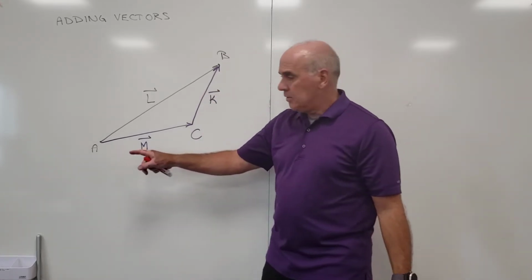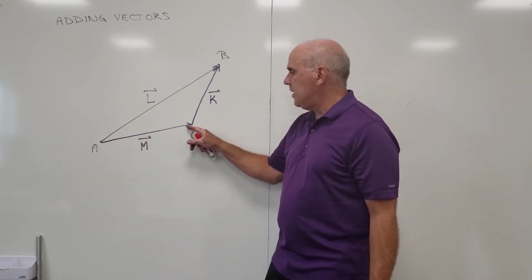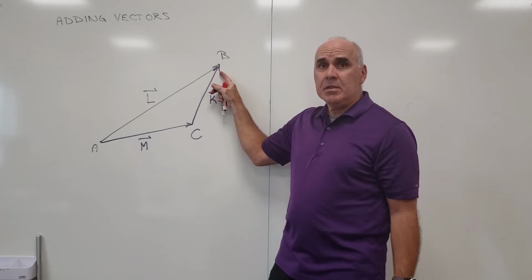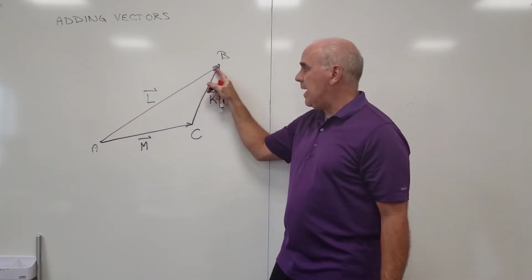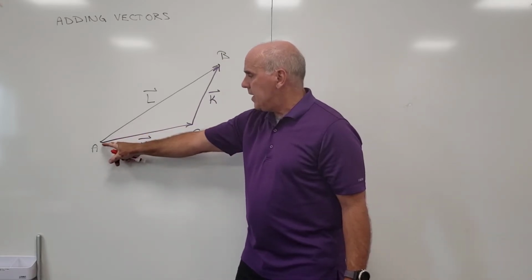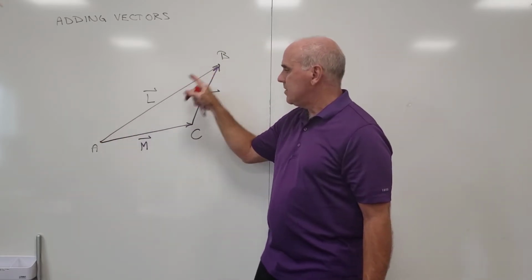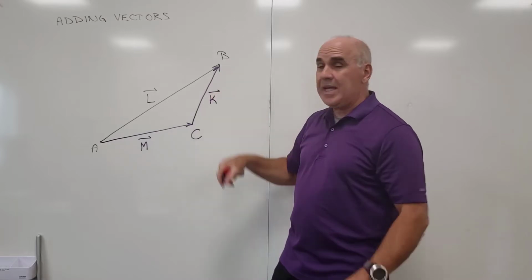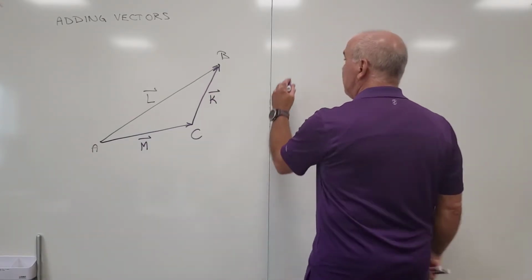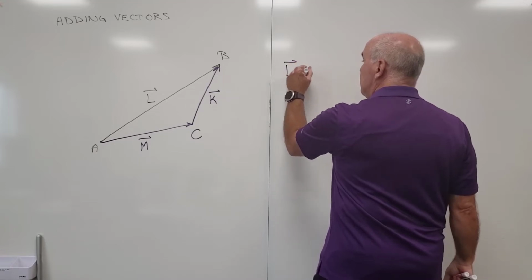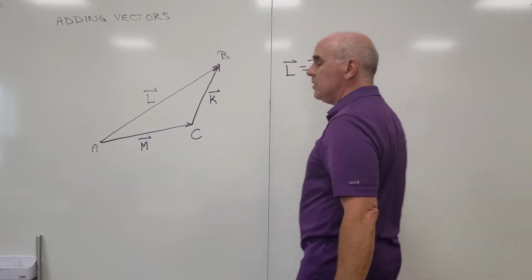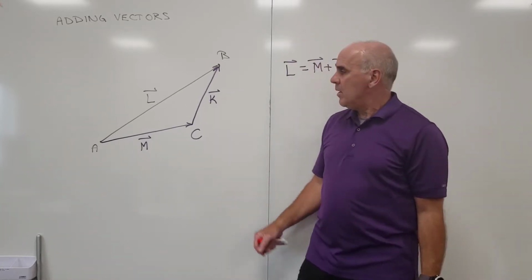And so when I followed the path from A to C, and then from C along K, I ended up at B, as if I had followed the path L. And so what I can say then is that the vector L is the same as M plus K. In the end, I'm at the same place. So L equals M plus K.